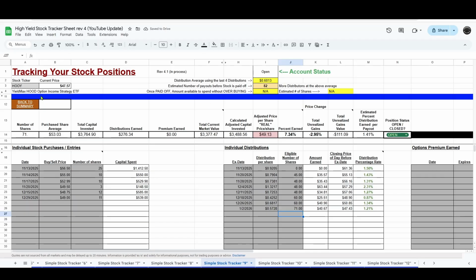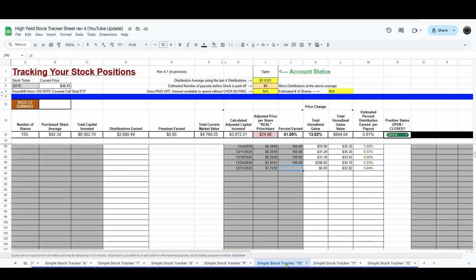And as you can see, I am still lowering that real price per share each and every week because I earned those distributions. So now, if I were to sell out of Hui, I would only lose $111, right? Because I did earn those distributions for that entry.